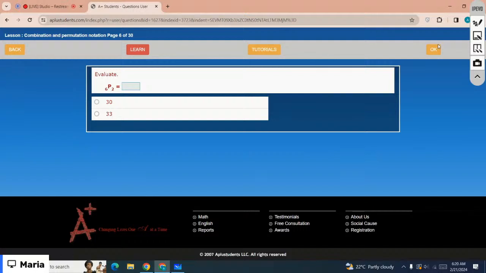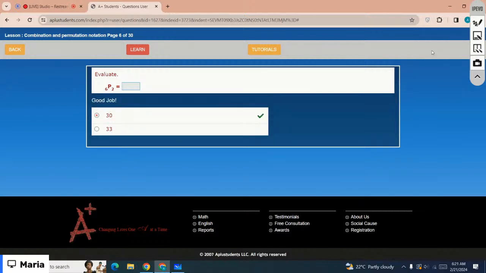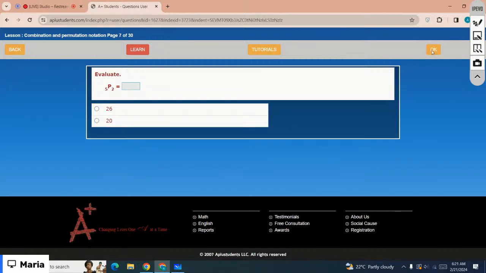Yes, the correct option is 30. The correct option is 30. Okay, the next one is 5P2. So which is the correct option? Yes, the correct option is 20. The correct option is 20.